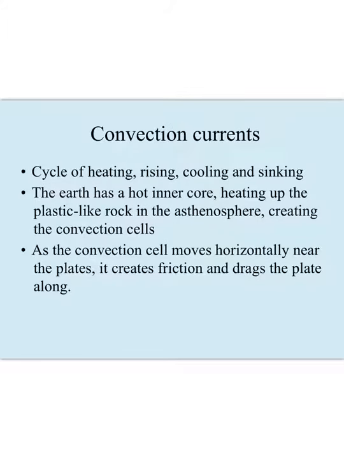Convection cells are a cycle of heating: material becoming less dense, causing it to rise. Then the material cools, becomes more dense, and sinks. The Earth has a hot inner core, heating up this plastic-like rock in the asthenosphere. This is going to create convection cells. As convection cells move horizontally underneath the plates, this is going to create a lot of friction and it's going to drag the plate along with it.